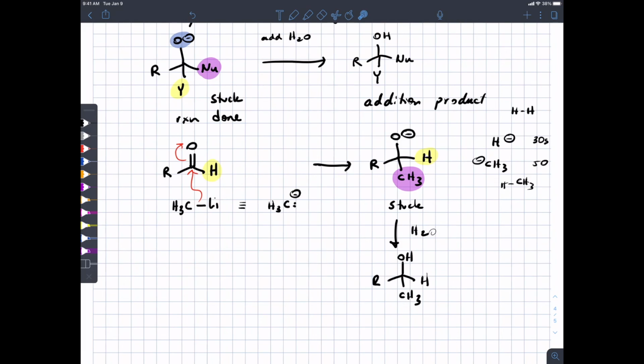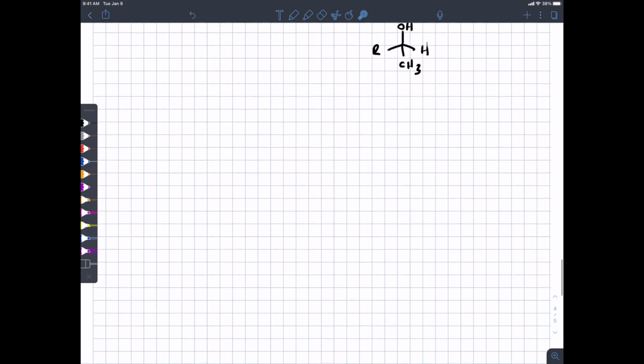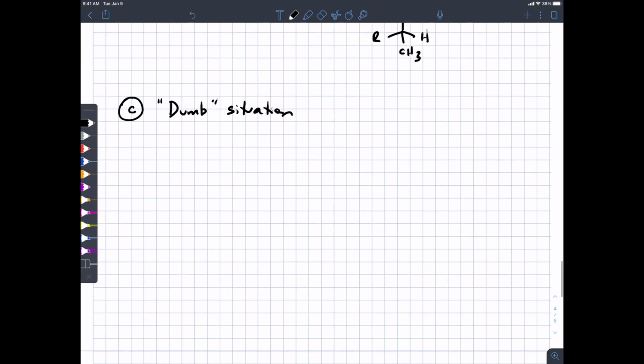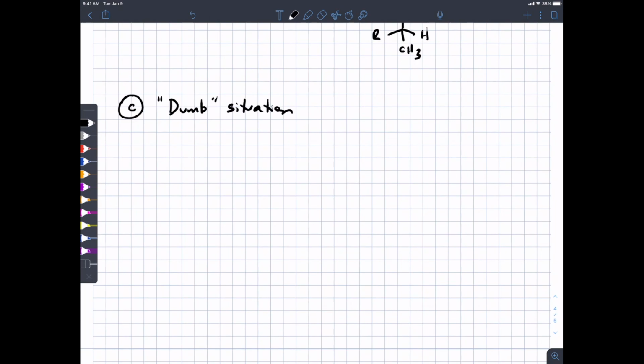All right, what else? Okay. So finally, let's see, there's two other situations we need to deal with. One of them is the sort of dumb situation. What are you talking about? All of this is dumb. Well, no, this is an example of a reaction that you wouldn't do. This is where the nucleophile is a better leaving group than the Y group.